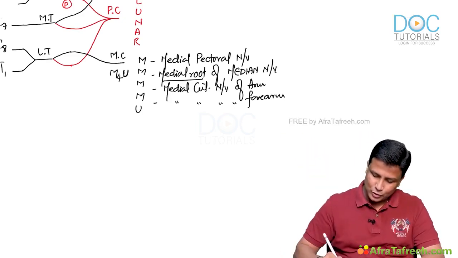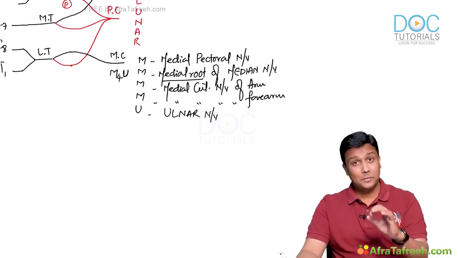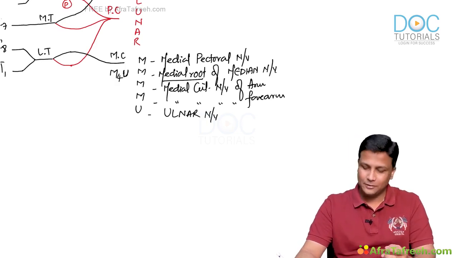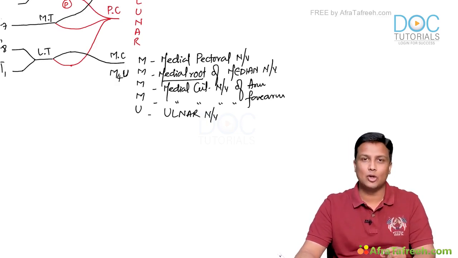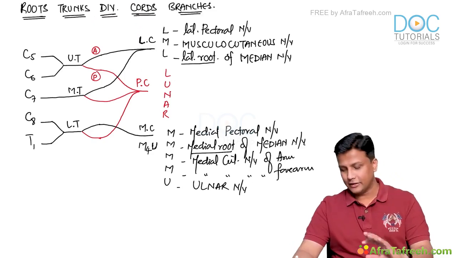And lastly, U stands for ulnar nerve. Every medical student knows that. It's one of the famous ones. U for ulnar nerve. And again the same thing, guys. Keep an eye on the origin. Ulnar nerve is originating from where? It is beginning from where? It's beginning from the medial cord of the brachial plexus, guys. Now we are done with LML, we are done with M4U.